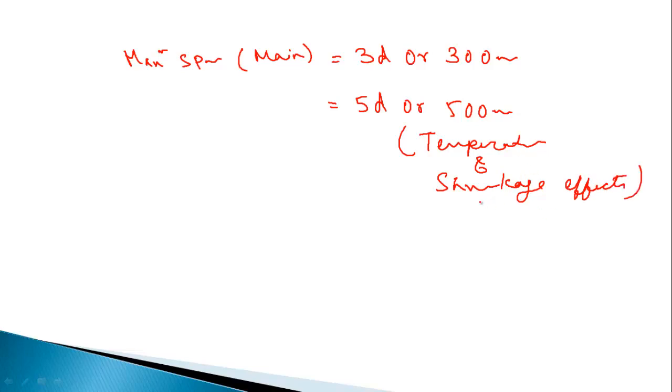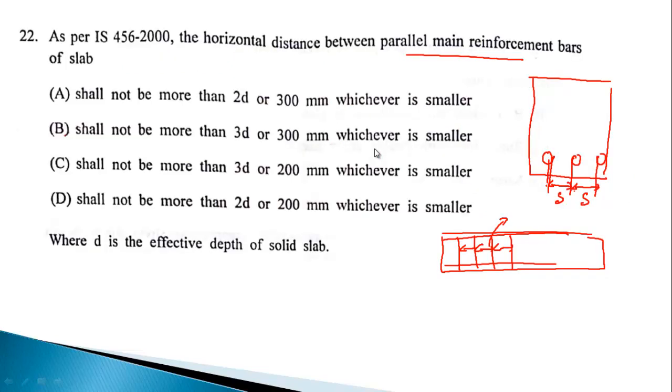Okay, if temperature and shrinkage effects are mentioned, then go for 5D or 500 mm. Nothing is mentioned in the question about temperature, so our answer is 3D or 300 mm. Okay, so don't confuse this with the shear one.